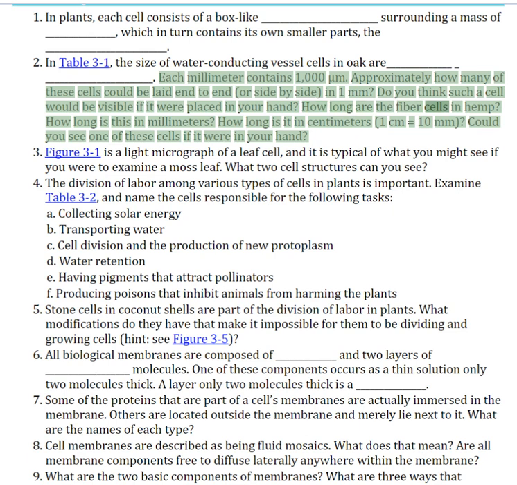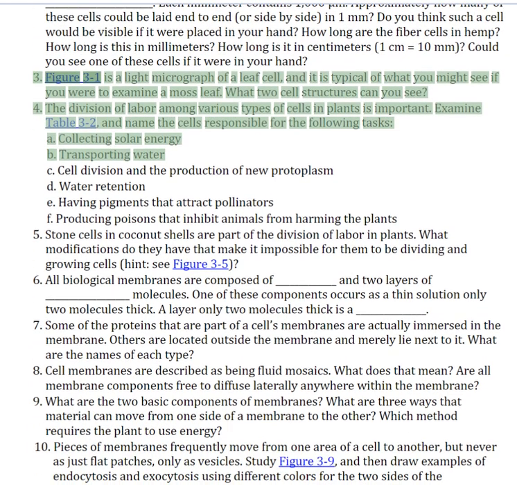How long are the fiber cells in hemp? How long is this in millimeters? How long is it in centimeters? Could you see one of these cells if it were in your hand? 3. Figure 3.1 is a light micrograph of a leaf cell, and it is typical of what you might see if you were to examine a moss leaf. What two cell structures can you see?